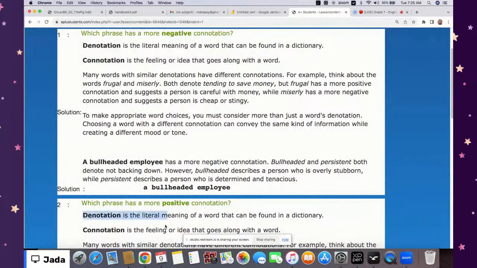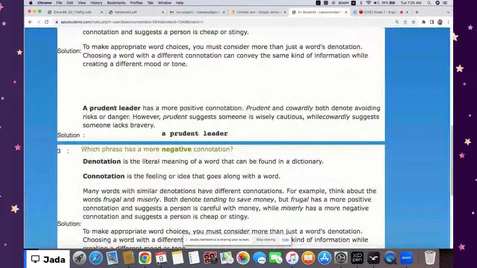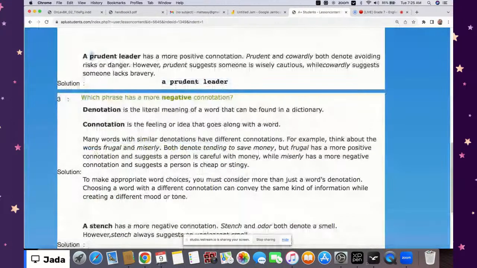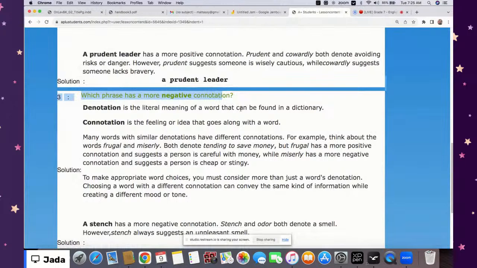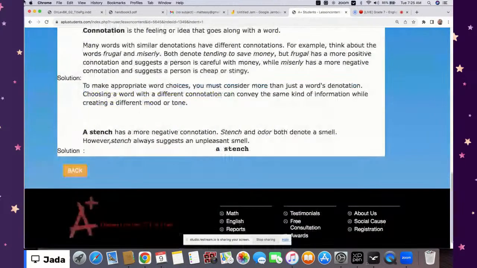Now, which is a positive? A prudent leader has a positive connotation. Prudent and cowardly both denote avoiding risks or danger. However, prudent suggests someone is wisely cautious, while cowardly suggests someone lacks bravery. Okay, and then which has a more negative connotation here? Okay, we've had this already.